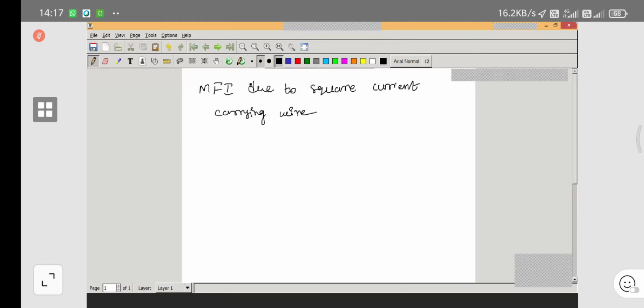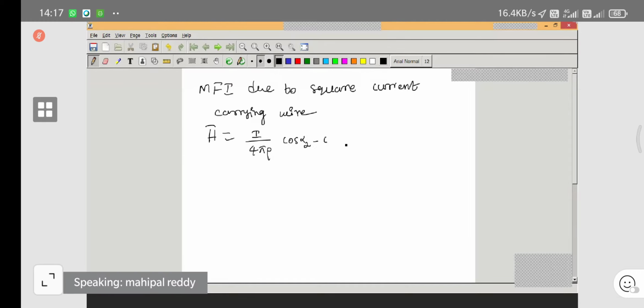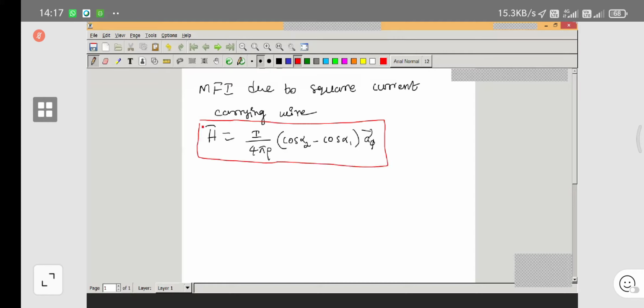Before we start, we know the magnetic field intensity of a straight current carrying filament conductor. Just writing the equation, H is equal to I by 4 pi rho into cos alpha 2 minus cos alpha 1, in the direction of a phi. Already we discussed this topic. Just keep it in mind. We are using this formula in this topic: magnetic field intensity due to a square current carrying conductor.